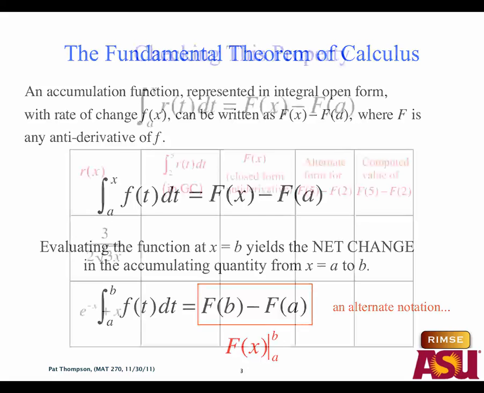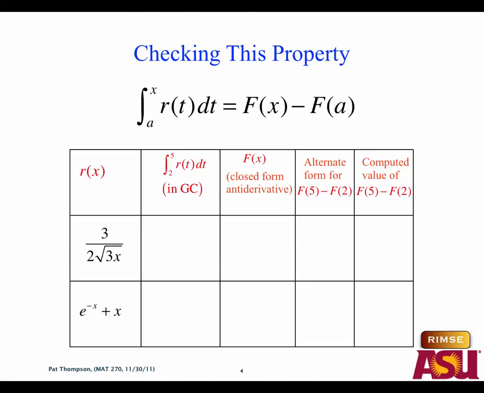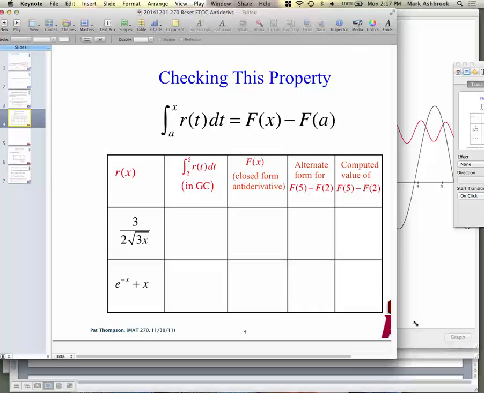But let's check this out here. So checking this property, I have two rate functions. We're going to go ahead and find in GC, we'll just get a value for, in open form, the accumulation from 2 to 5 at that rate. And then we want to use our knowledge and mastery test to come up with a closed form antiderivative for each of these. Practice using the alternate form for representing f of 5 minus f of 2, and then compute the value of f of 5, f of 2, and compare it to the first column to make sure that they're the same. Okay? So let's get graphing calculator here.